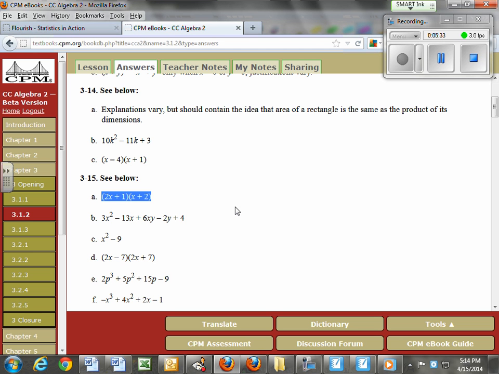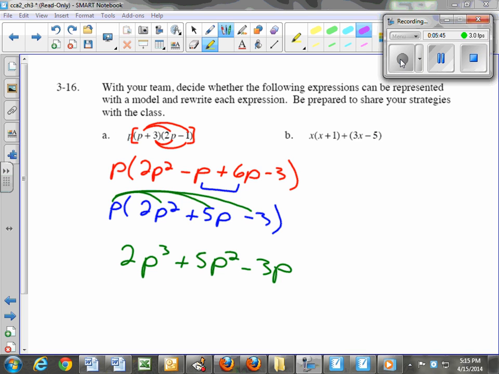And here are the rest of the answers for number 15. Take a few seconds and correct that. I think we talked about number 16. You had a couple of options with that. You could use the associative property to associate the right two parentheses and distribute the p to both the 2p and the 1, and distribute the 3 to the 2p and the negative 1, and combine like terms.